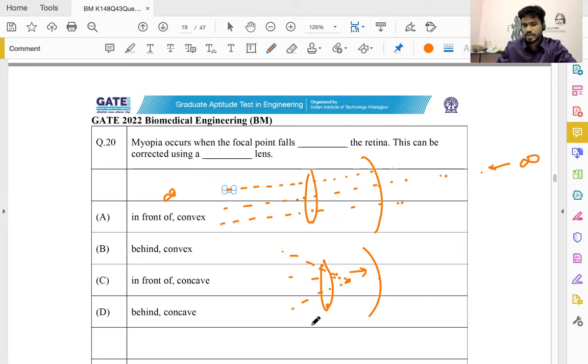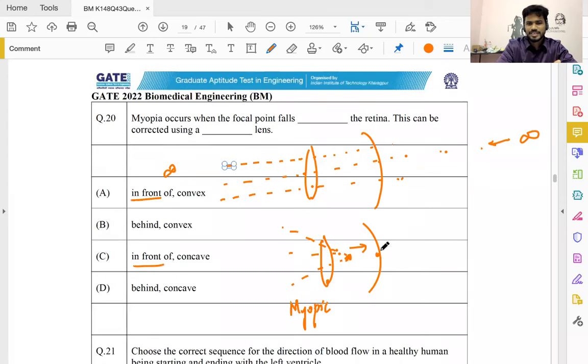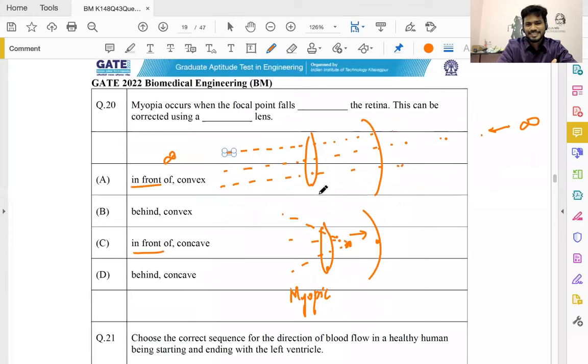So when your myopic system fails, obviously the system that takes this image to this point here fails. So this is in front of the retina. With some quick, simple ray tracing, we eliminated that too. And then of course, if you remember, what we need is divergence here. You can say we need a concave lens.